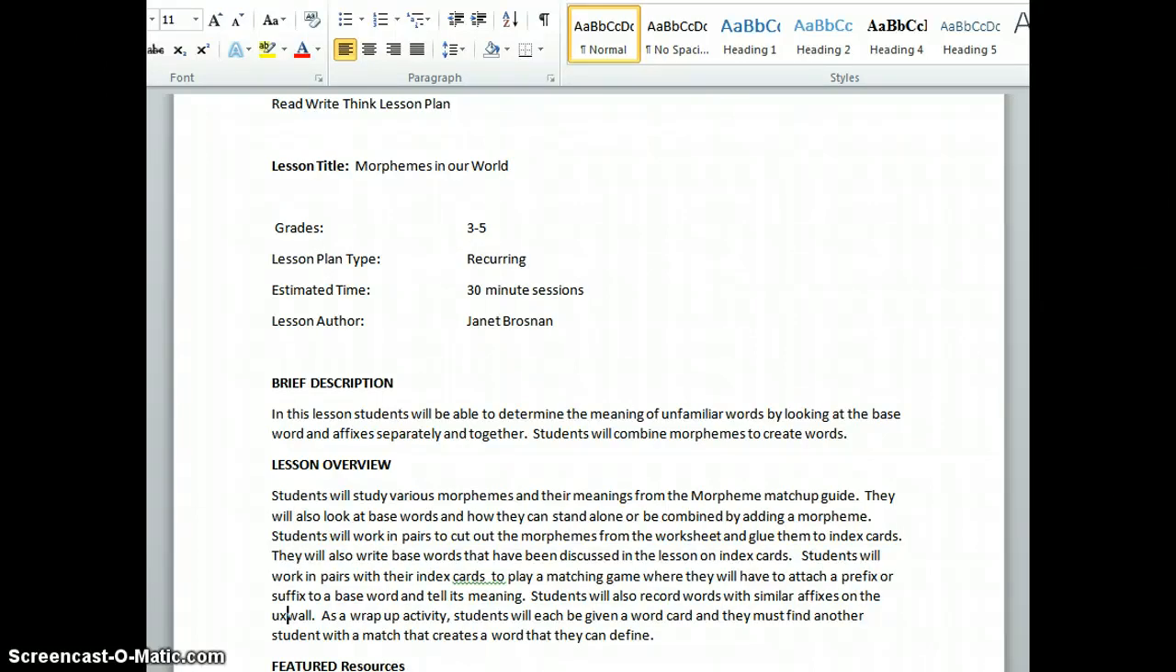They will also use base words. During the activity, students will work in pairs and they will match from their index cards and create new words. And they will be able to tell the meaning of the word. Another activity, as a wrap-up, students will be given a card with a word or a prefix or a suffix on it, and they must circulate throughout the room to try to find another student with a match so that they can create a new word together.